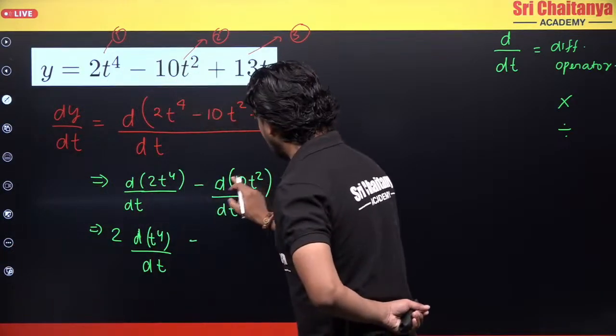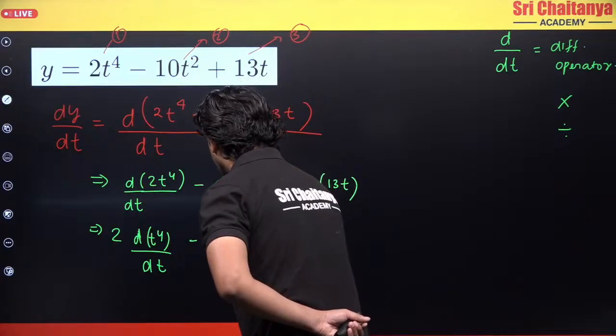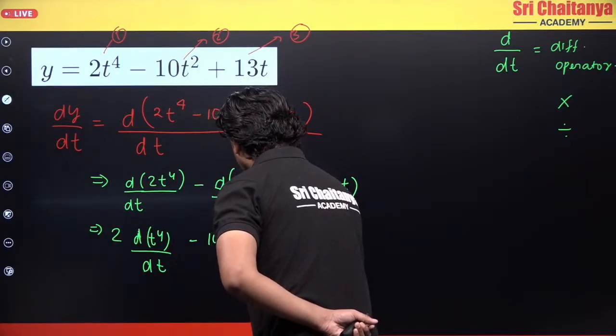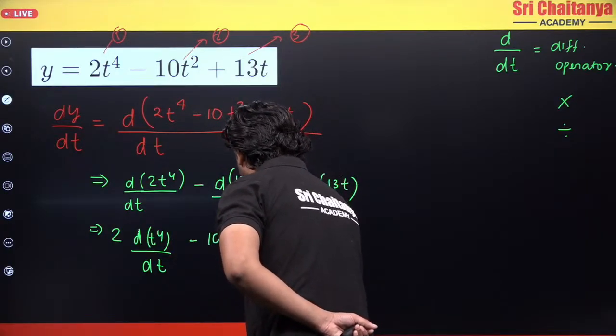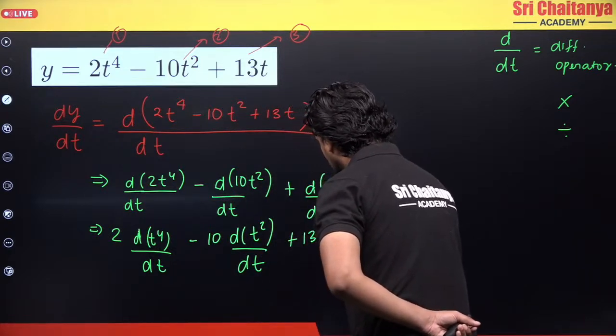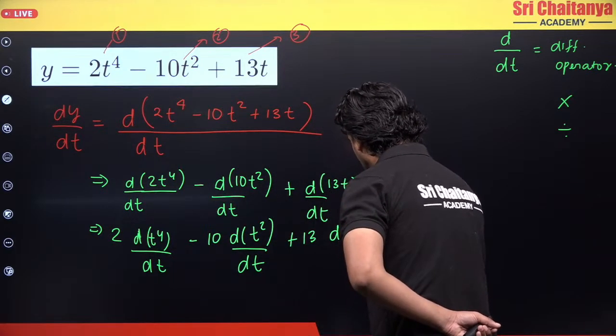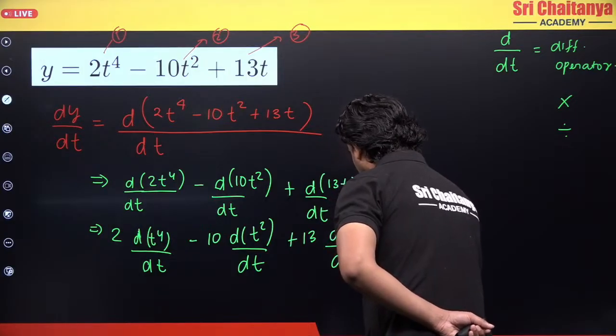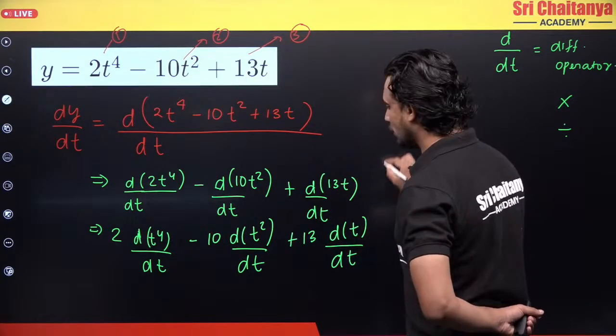Minus, again what do I have? A 10 here. So this 10 can come out of differentiation because it is a constant. So I will have differentiation of t square upon dt. And finally I have 13, which is also a constant. So pull this 13 out of the differentiation and I have d by dt. Correct? So let's solve.